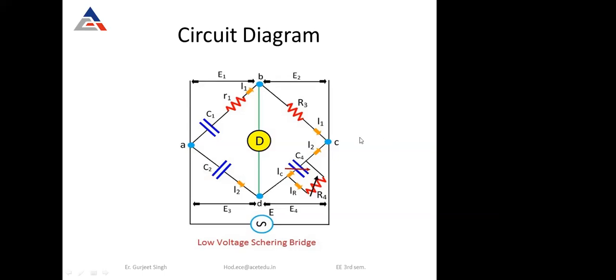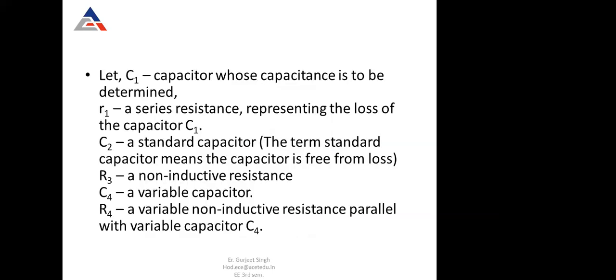This bridge works on the AC supply. The AC supply is given to the bridge, and across B and D we have a detector. The detector shows the null indication. So these are the parameters of the Schering bridge.